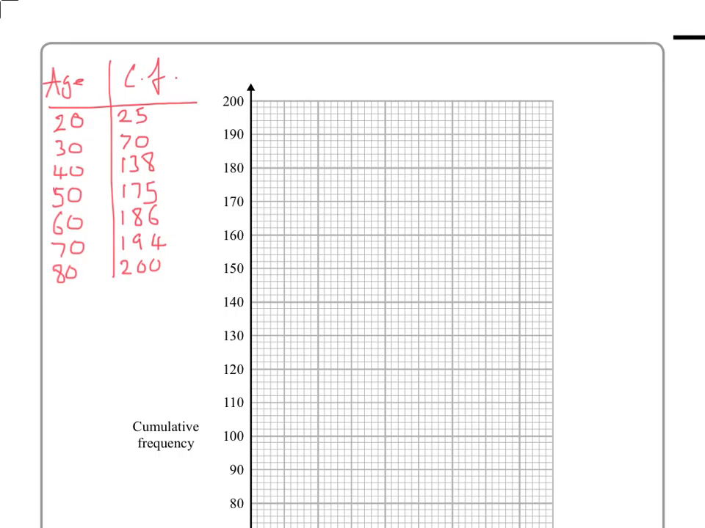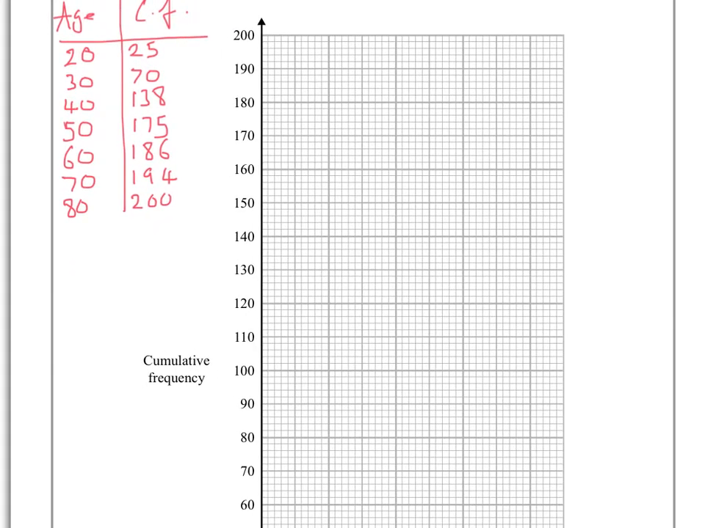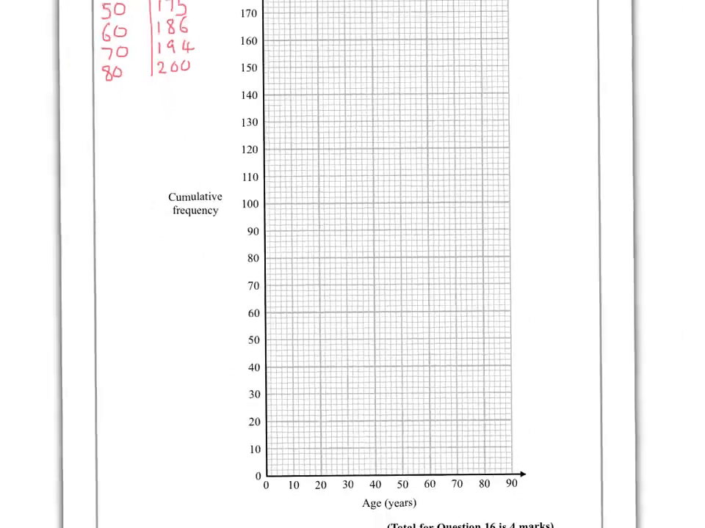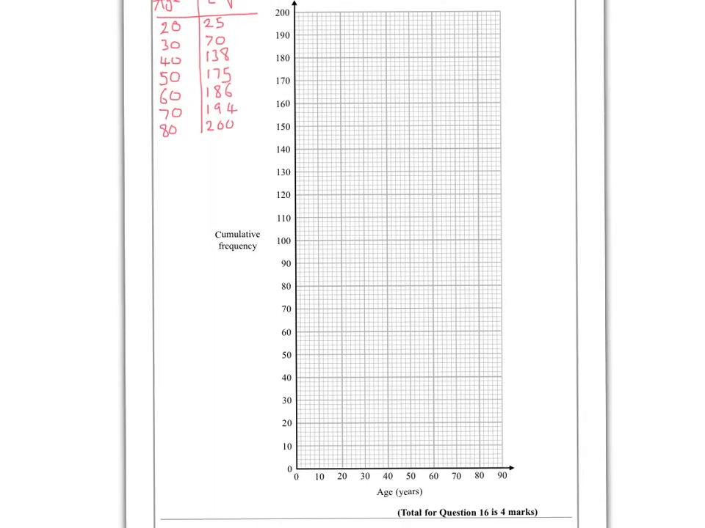So I've copied that table out already onto this slide. So we're going to plot 20 against 25, 30 against 70, and so on. So, in fact, we'll do it like this so we can see it all on one screen. An age of 20 and a cumulative frequency of 25. So 20 and 25, pretty straightforward. 30 and 70, we just got to plot these. 40 and 138. Make sure, again, you look at your scale. From 130 to 140 is 5 little squares, so each little square is worth 2.